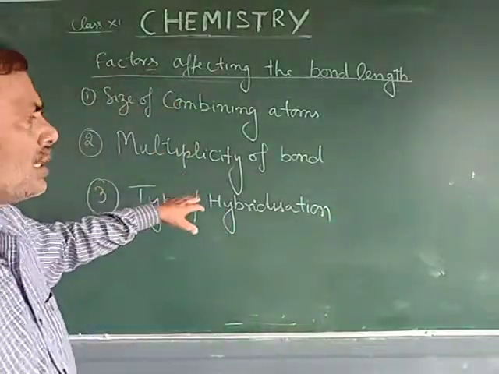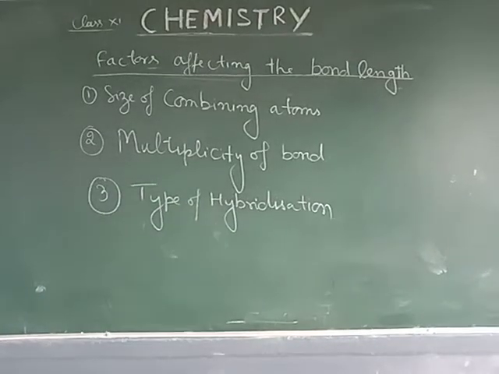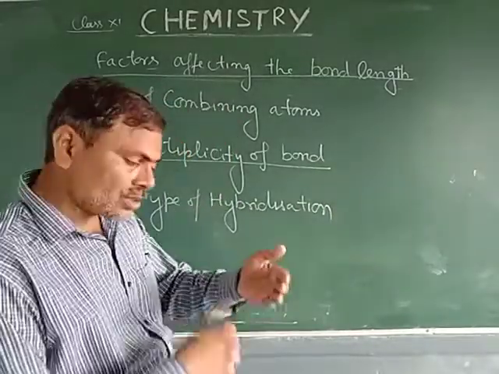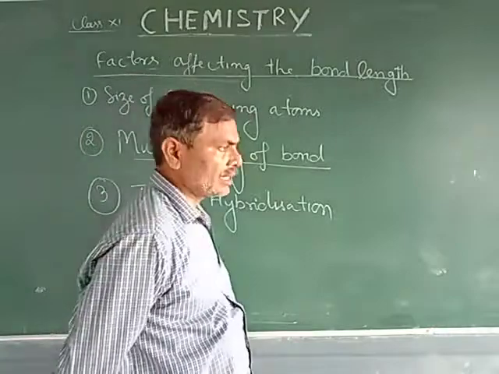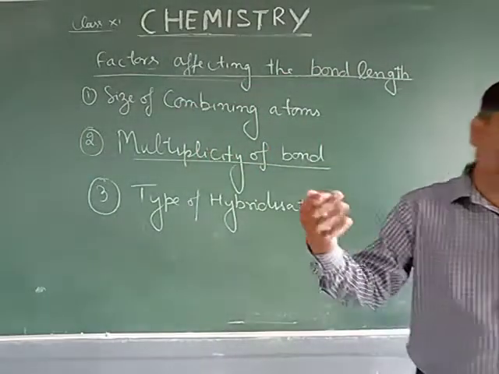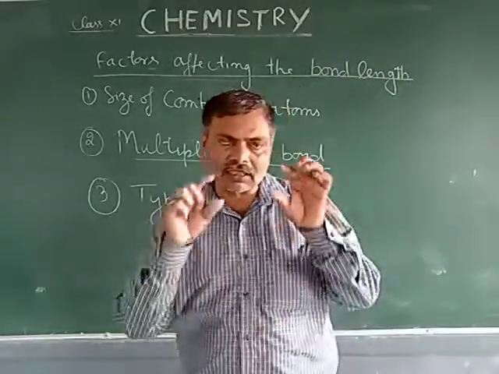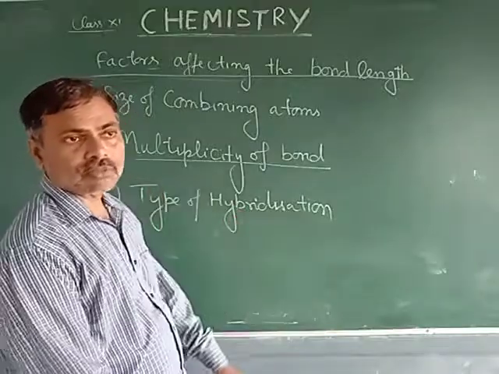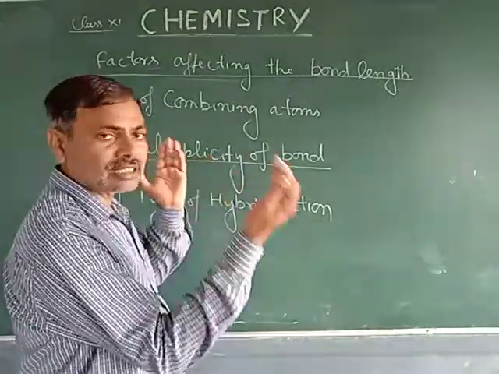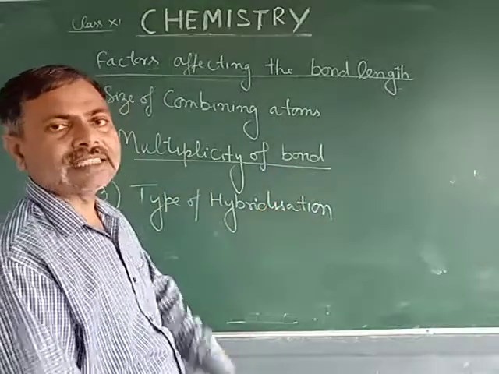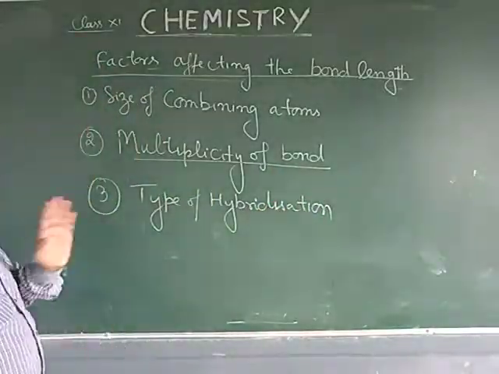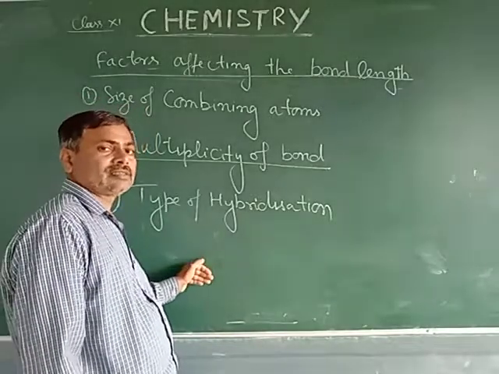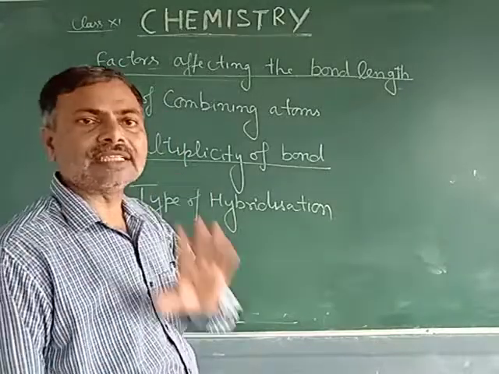Second one is multiplicity of the bond. I mean to say, as soon as the number of pi bonds increases, bond length decreases. Single covalent bond length is more. If there is a double covalent bond, length will be less. If there is a triple covalent bond, length is least. And type of hybridization: the more the s character, the more bond length will decrease.